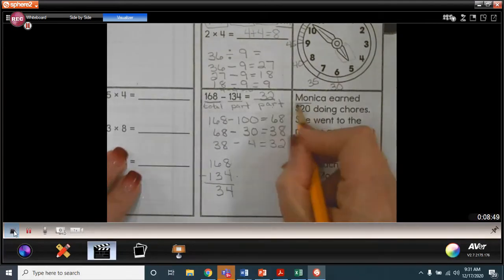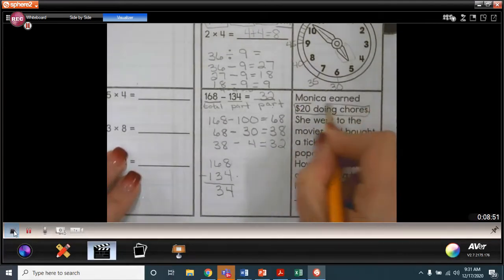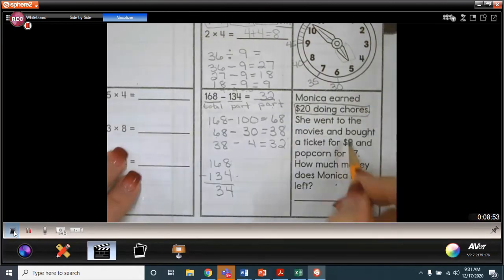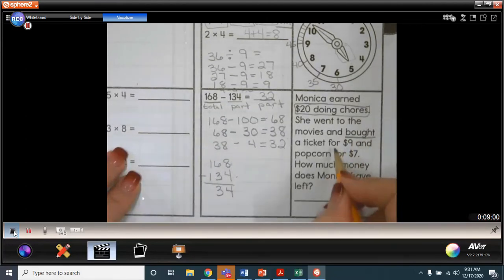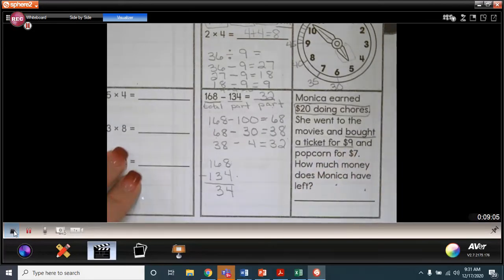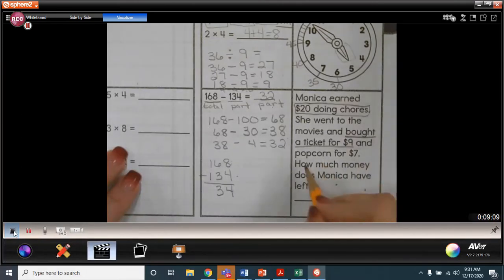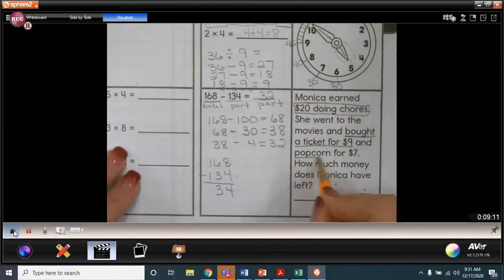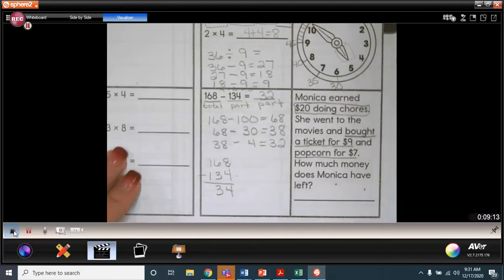Our next problem, it says Monica earned $20 doing her chores. So we have a total here. That's what we know. She went to the movies and bought a ticket for $9. So she bought something, and if you buy something, that means you have less than what you started with. So in this case, if you say you're subtracting, then that would be correct. And she also bought popcorn for $7. Yes, going to the movies is very expensive. So they want to know how much money Monica is going to have left.